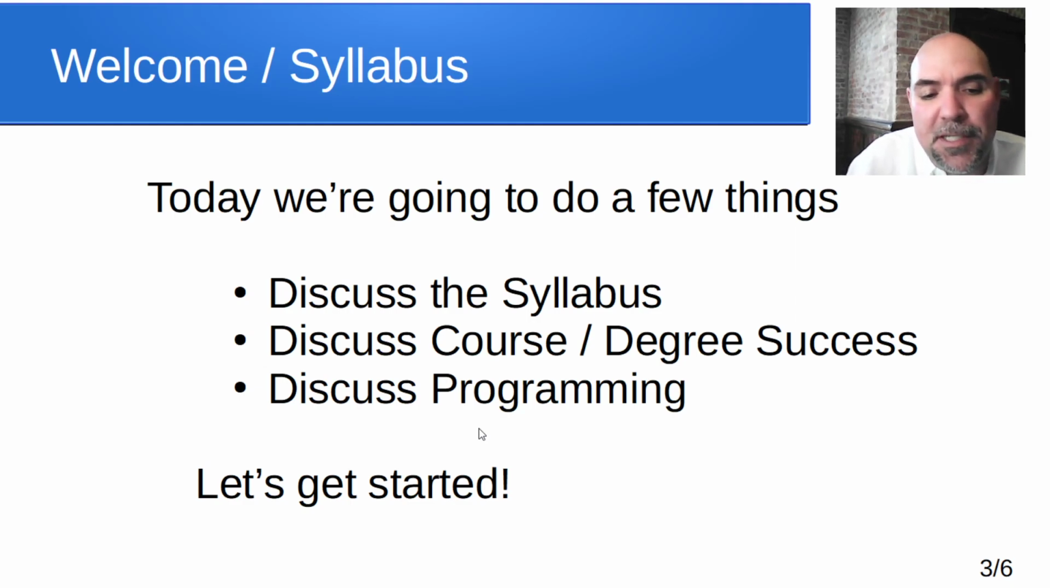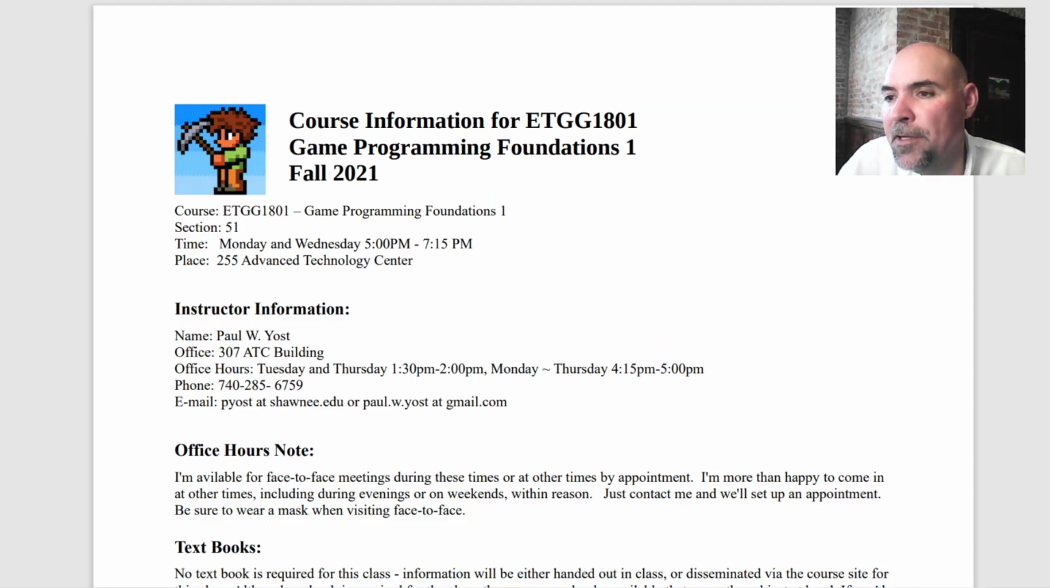All right, so let's go ahead and get started. Let's start with the syllabus here. So the syllabus, hold on a second, and I'll bring that up so we can look at that together. Let me switch the screen over here. Okay, so here's the syllabus. To start with, this is, as I said, ETGG1801, Game Programming Foundations 1. Your section is 51, which means Monday and Wednesday, 5 to 7:15 at 255 Advanced Technology Center.